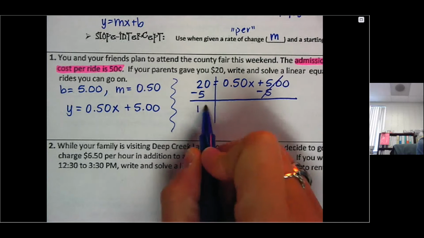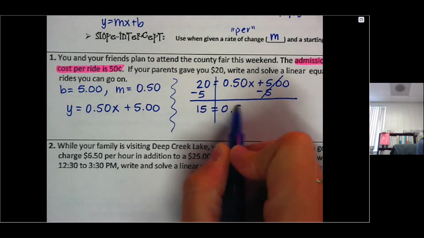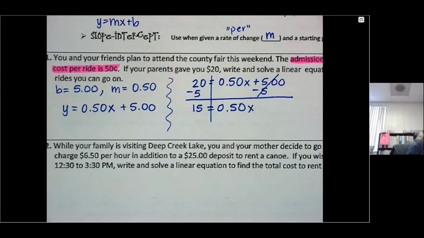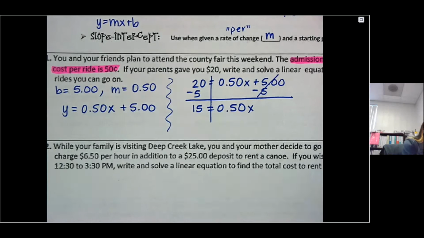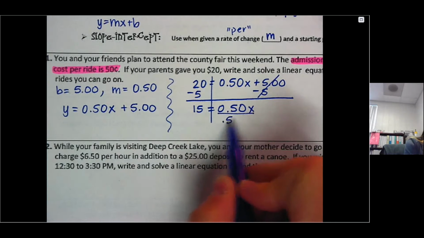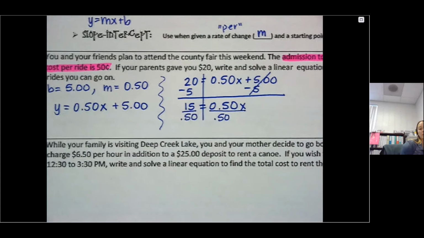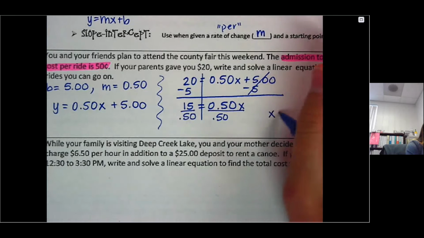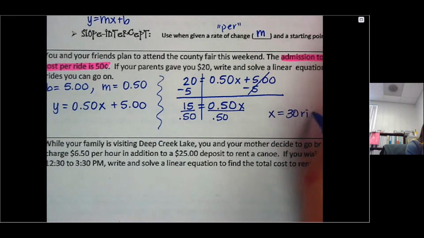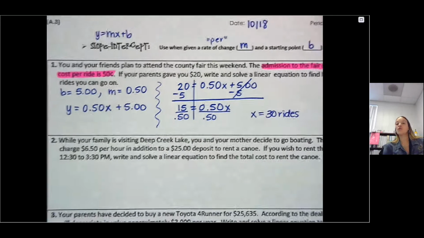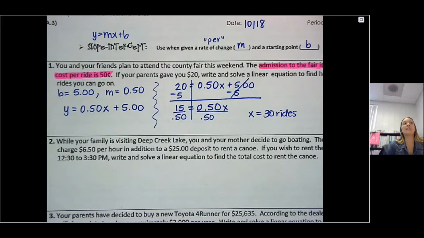And you get 15 equals 0.50 X. And then the last step is divide by the 0.5 or 0.50. So how many rides can you go on? 30. 30 rides. So you were right, but you also have to remember to take away that initial fee before you can divide. But you pretty much got the idea.